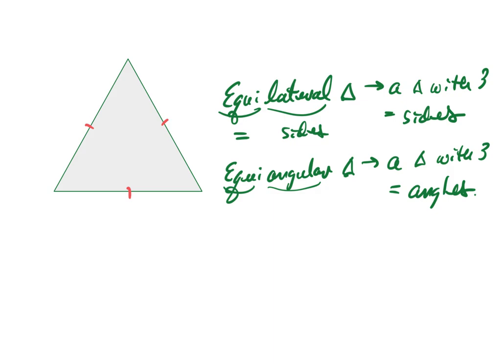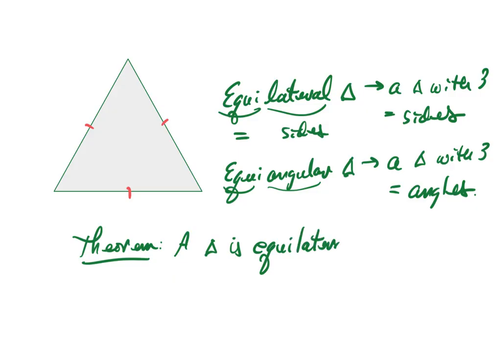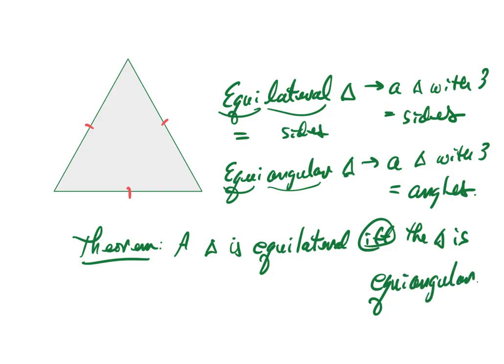All right, so we've had those definitions before, but our theorem, this is what I need you to remember, is that a triangle is equilateral if and only if the triangle is equiangular. A triangle is equilateral if and only if the triangle is equiangular.